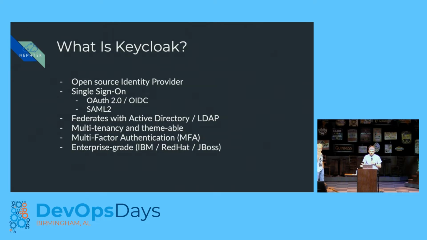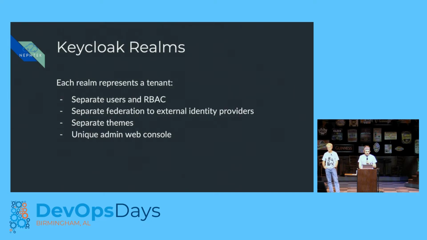So firstly, what is Keycloak? Keycloak is an open source identity provider. It supports single sign-on via OAuth 2, OIDC, and SAML 2, and it allows federation with Active Directory and LDAP. It is multi-tenant and it is themable. It allows for multi-factor authentication, and it is enterprise grade. It was originally created by JBoss, who was bought by Red Hat, who was bought by IBM. So it is now an IBM product.